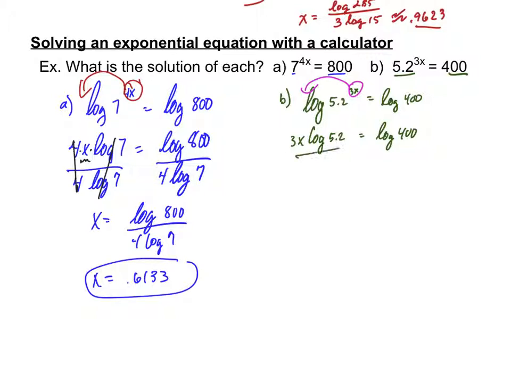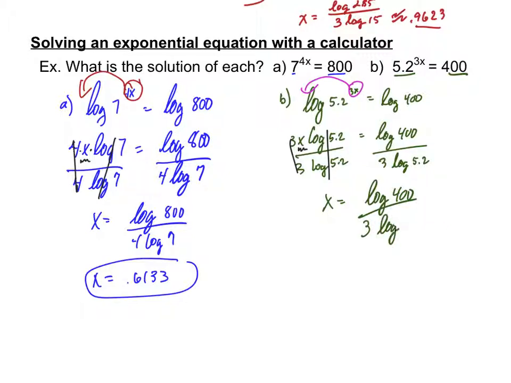And of course, what I need to isolate is my variable, so I want to divide both sides by 3 and then the log of 5.2. And now I've isolated my variable because my 3's will cancel out to 1, my log will cancel out to 1, and therefore I have x is equal to the log of 400 divided by 3 log of 5.2, which is going to equal, with a calculator, 0.6210. There you go. Solving exponential equations with and without a calculator.